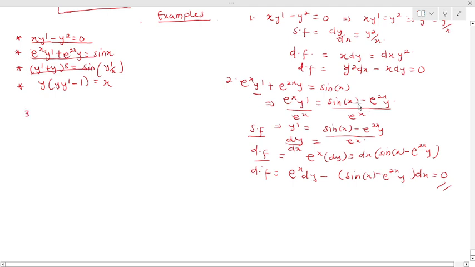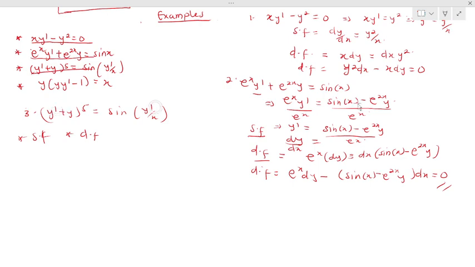For the third problem, it is (y prime plus y) all to the power 5 is equal to sine of the expression y prime on x. This is to show you that not all equations can be expressed in the standard form as well as the differential form. So this equation here, you can obviously see we can't simplify it anyway. How do you go about this? There is y prime, a derivative here, and there is a derivative here. So we can't express it in the standard form or differential form.